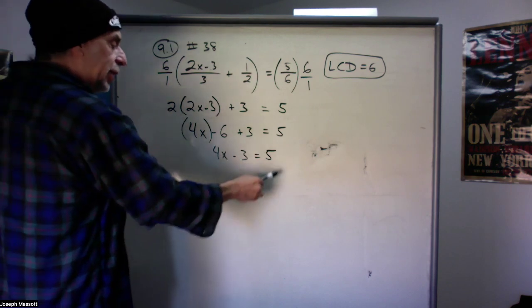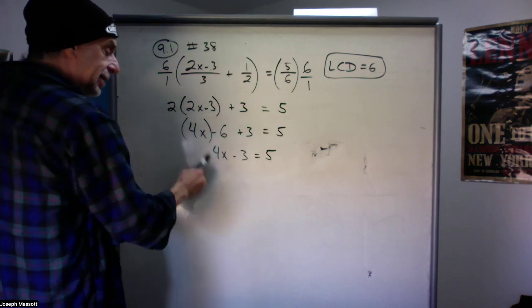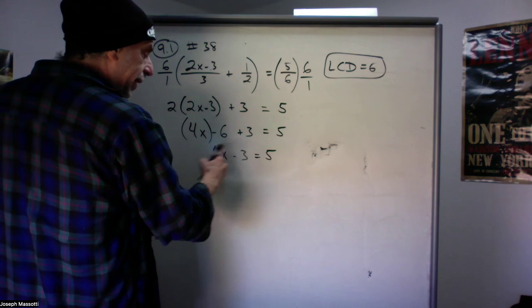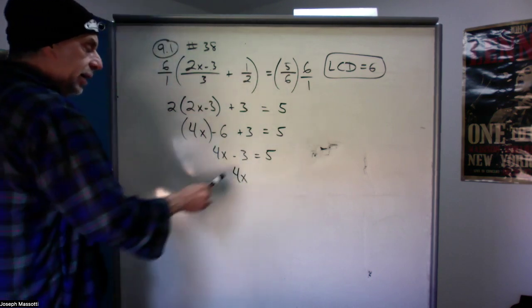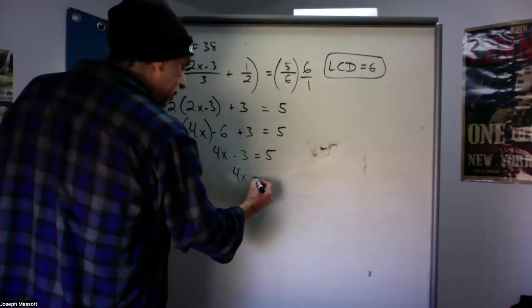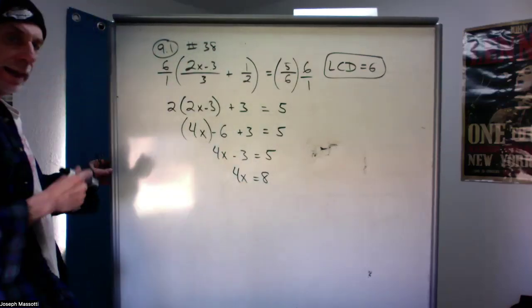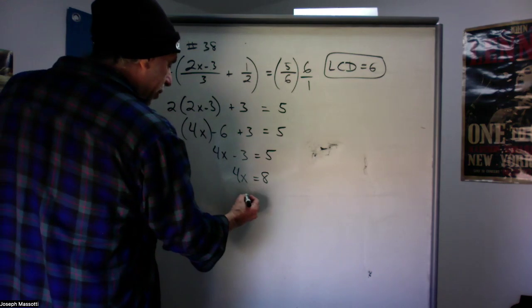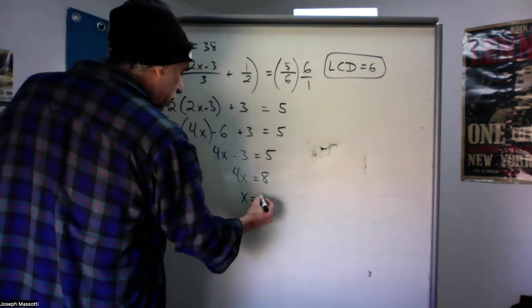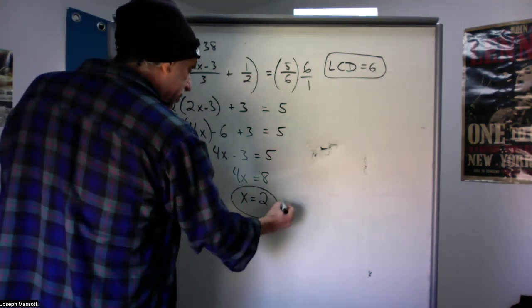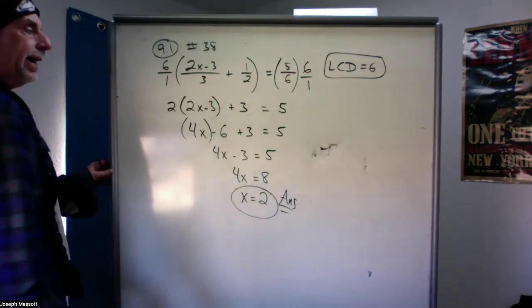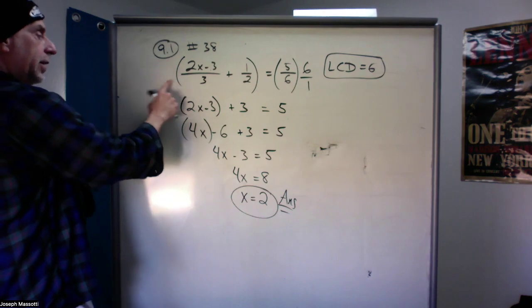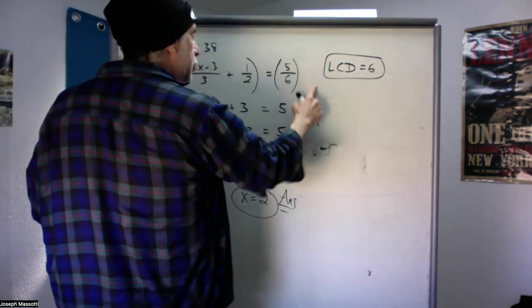Now I'm going to add 3 to both sides so I can isolate that term with the x. So if I add 3 to this side, I get 4x. If I add 3 to this side, I get 8. And nicely, all we have to do now is divide both sides by 4, and we get our answer of 2. Again, you can put that back into the original equation and check it to make sure it's true.